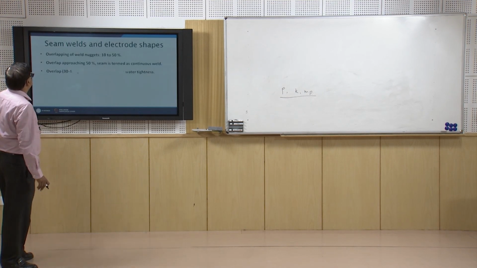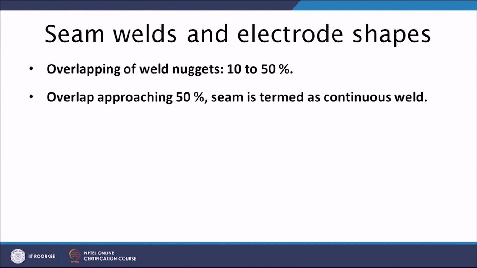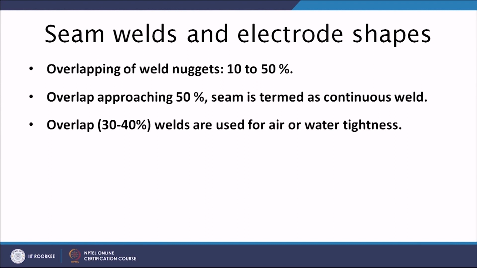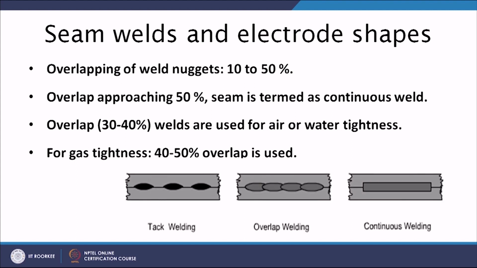So, here you will see the overlapping of the weld nuggets may be 10 to 50%. Overlap approaching 50% is termed as a continuous weld. Overlap of 30 to 40% is used for air and water tightness, and gas tightness requires 40 to 50% overlap for the welding purpose. And this is the schematic arrangement showing the tack welding.